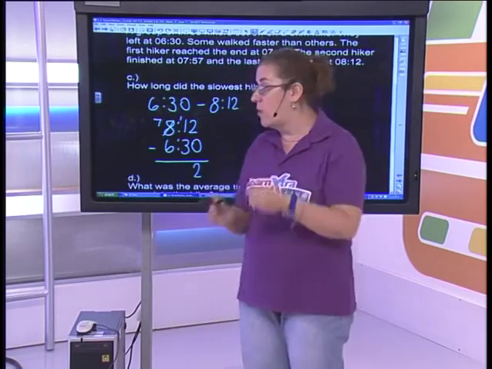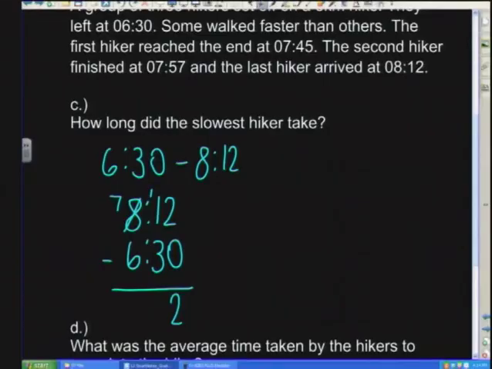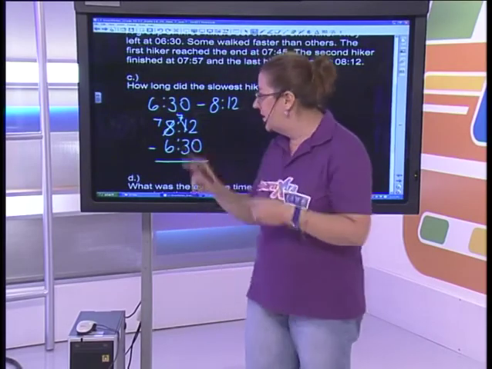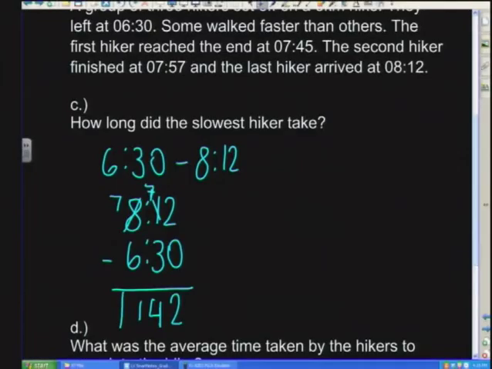I'm actually borrowing 60 minutes. So the 1 disappears, and this becomes a 7. I'm borrowing 60 minutes, not the 10. So that becomes 4, and I've got 1. Oops, let's just delete that and write it again. So 1 hour 42.